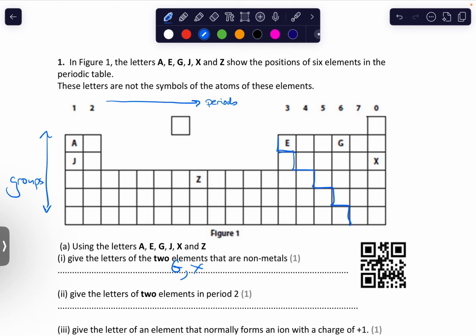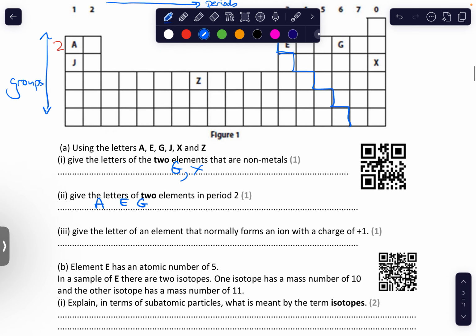Two elements in period 2. So remember, this is period 1, this is period 2. So you can have anything from A, E, and G.